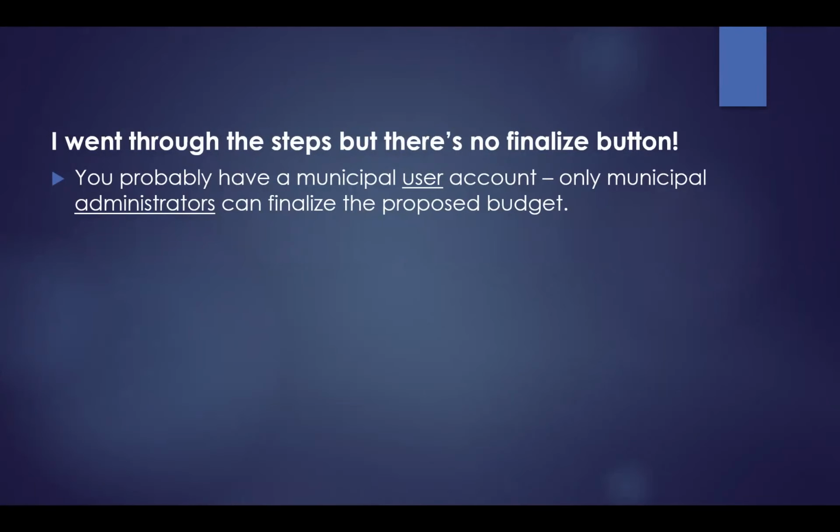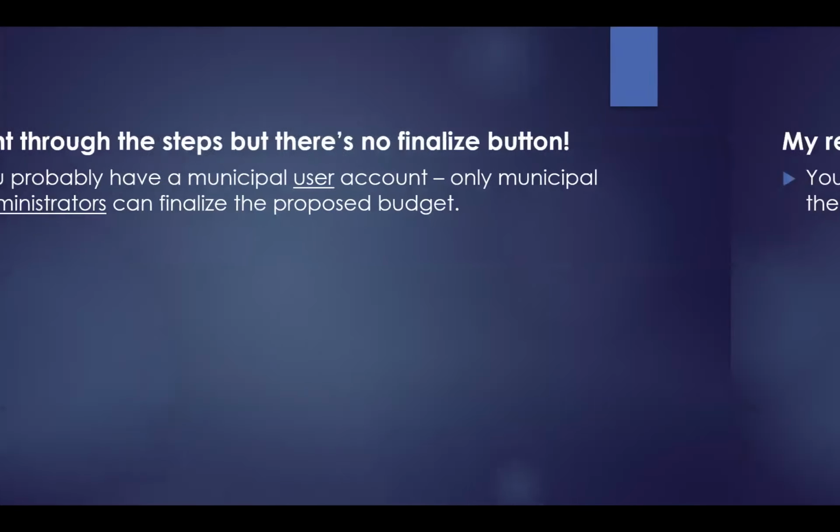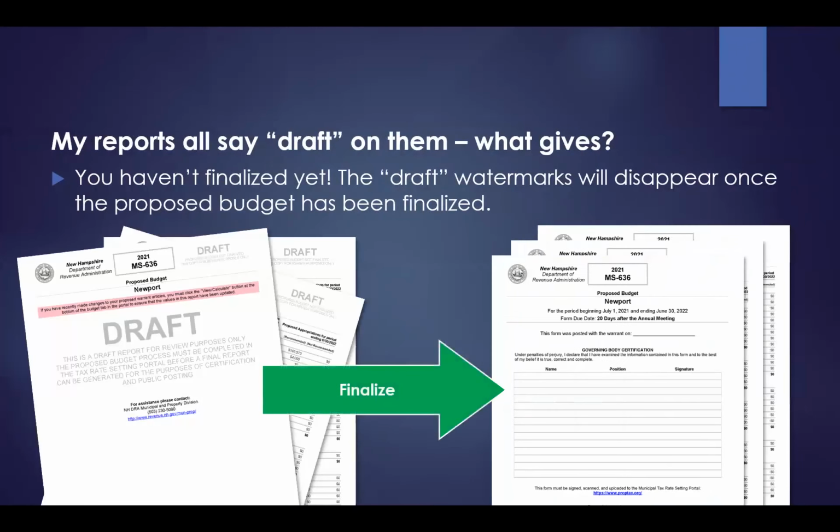Let's say you go through the whole process and you get to that last page and there's no green Finalize button. That probably indicates that you have a standard user account, because only municipal administrators can ultimately submit the proposed budget. So if you're missing that button, there's nothing on that screen. You have to track down the administrative account holder and have them submit it for you. I'm just going to skip this next slide because that's pretty obvious. If your reports say draft on them, that just indicates that you haven't finalized everything.